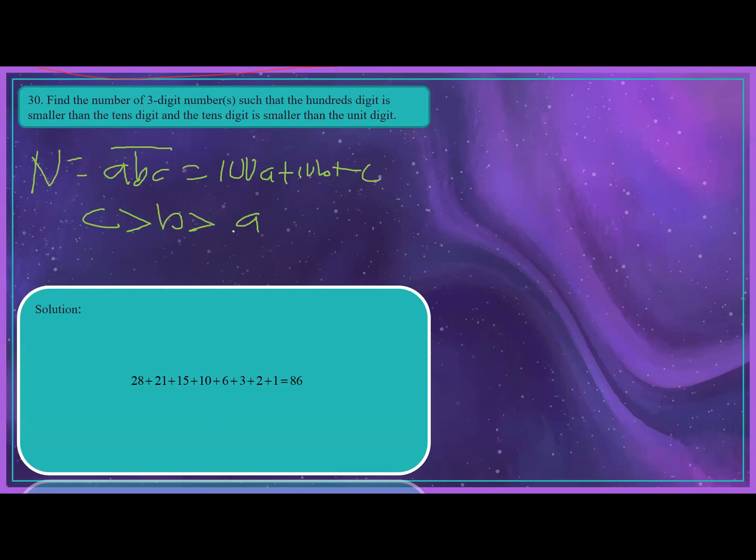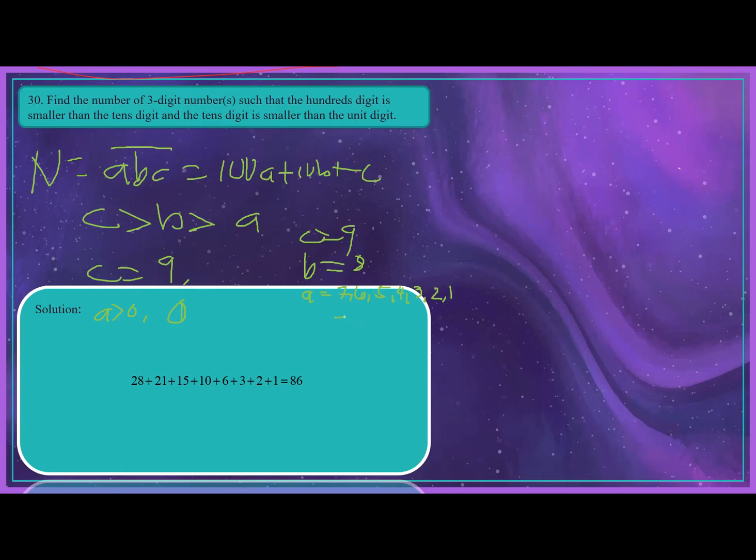So for that, we should start with C to be 9. Okay, so the other ones are 8. Wait. And also A should be greater than 0, so A should start with 1. So if C is 9, B is 8, and A would be 7, 6, 5, 4, 3, 2, 1. That's 1, 2, 3, 4, 5, 6, 7.